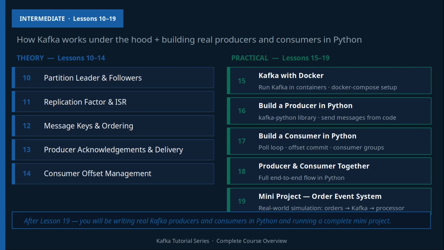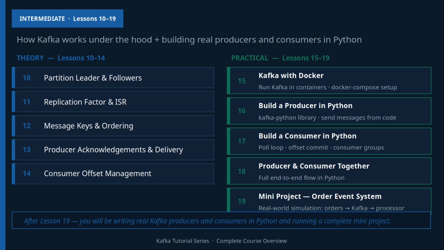Lesson 12 covers message keys and ordering, how to guarantee that related messages always go to the same partition in the same order. Lesson 13 covers producer acknowledgements and delivery, the 3 levels of delivery guarantee and when to use each one. Lesson 14 covers consumer offset management, how consumers track their position and recover from failures.